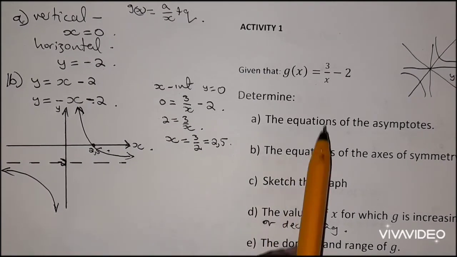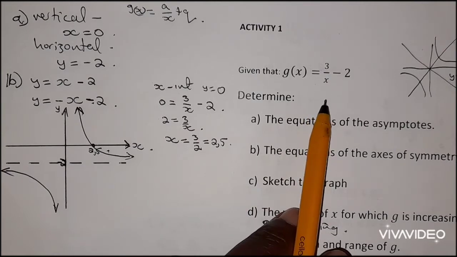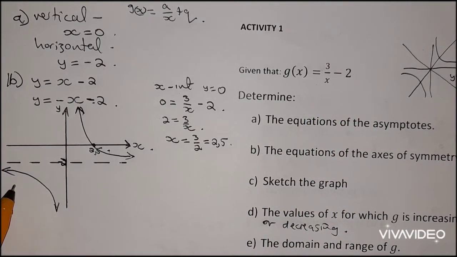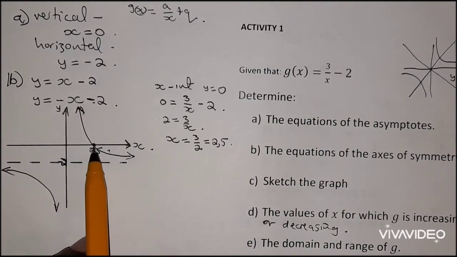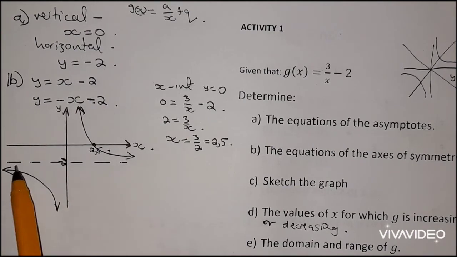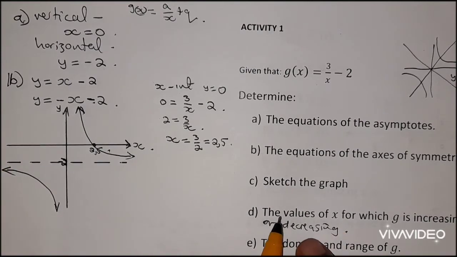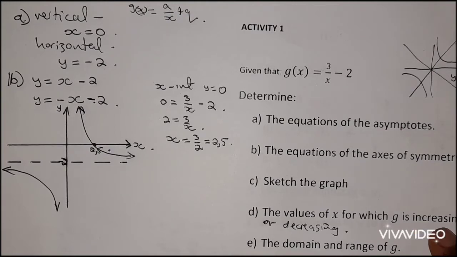This is our function, g of x is equal to 3 over x minus 2. Remember to show the point, and you show the horizontal and the vertical asymptote. The next question is asking for the values of x for which g is increasing or decreasing.